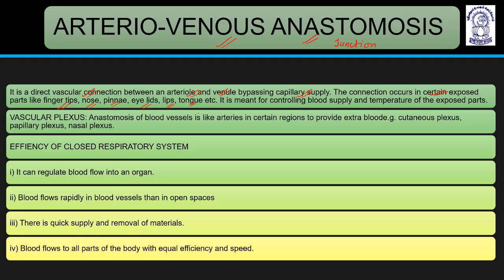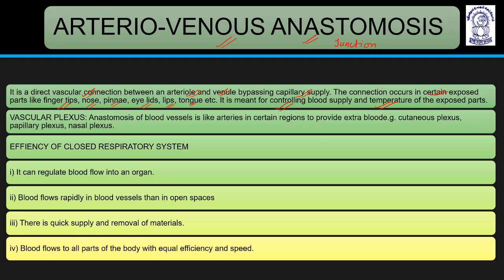They are just merging with each other directly. Okay, it is meant for controlling blood supply and the temperature of exposed parts. Very important. These arteriovenous anastomoses basically help to control the temperature of these extremities.